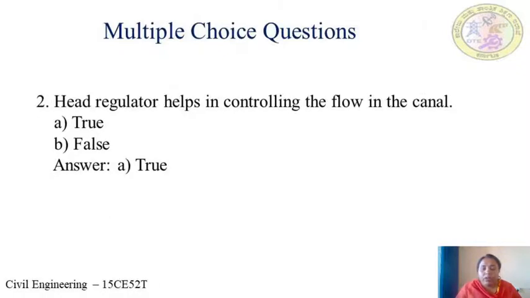Now coming to the second question, that is, head regulator helps in controlling the flow in the canal. The options given here are A true, B false. The answer is A, that is true. Head regulator mainly helps in controlling the flow in the canal. As the name itself suggests, regulator. Head regulator helps in regulating the supply of flow in a canal, controls silt entry into the canal, and it also shuts out river flooding.